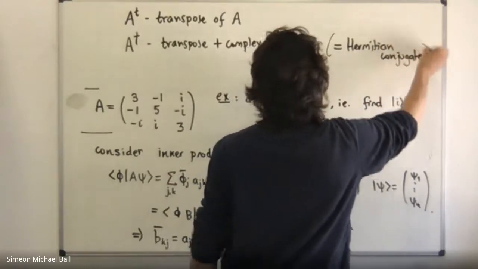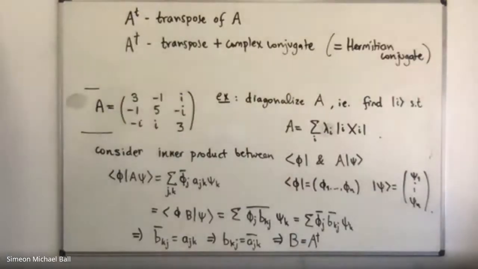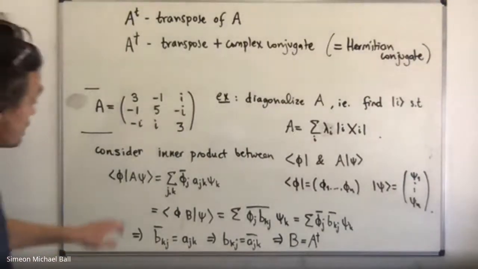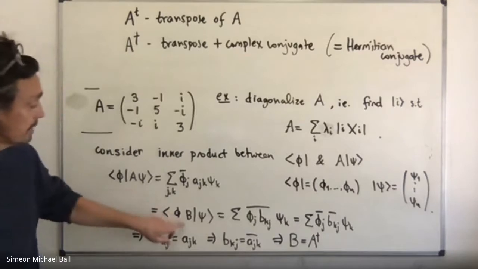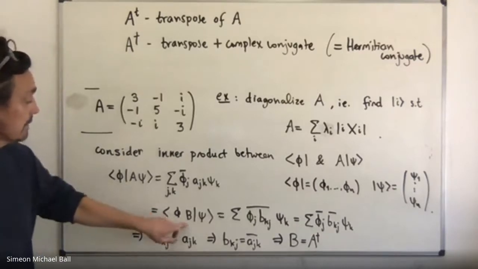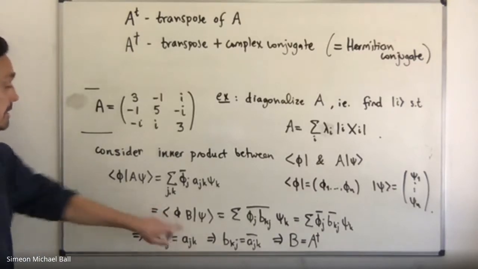And this is called the Hermitian conjugate. Okay, so in a way, what we have here is the coordinate-free definition of a Hermitian conjugate. So it is the map which has this property that this is equal to this.